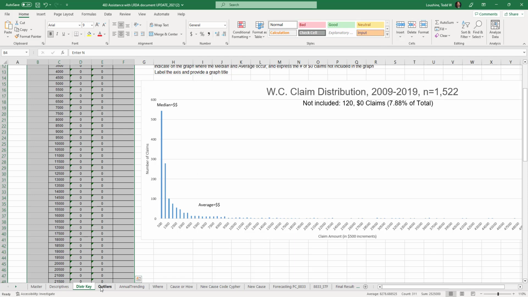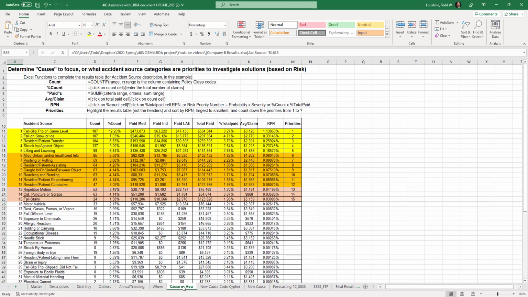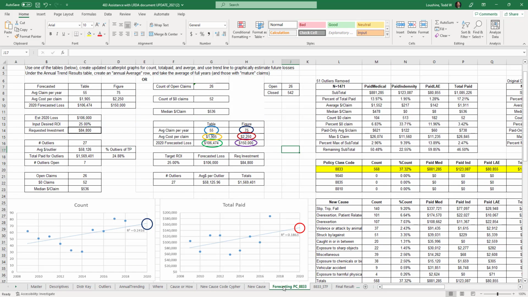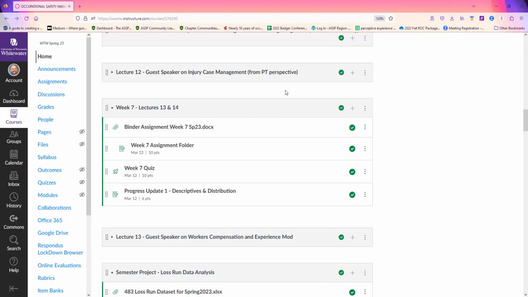So that's what we'll be doing. And then as you can see, we'll do outliers and annual trending. That's week 2. Week 3 is where and cause. We don't have to do a new cause cipher this semester because they provided us with 2 levels of causes. I talked about that, the parent and the child. Usually they only give us the child. Then the week after that, we do forecasting and estimate our stuff. And then the last week, we do our final results and write it up. That is the project, ladies and gentlemen. Actually, this is just gentlemen in this class this semester.